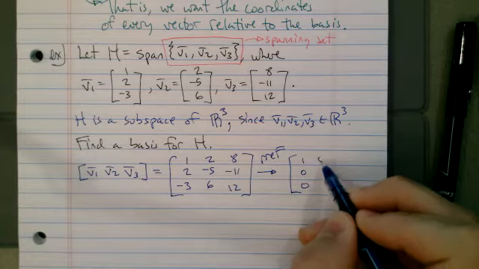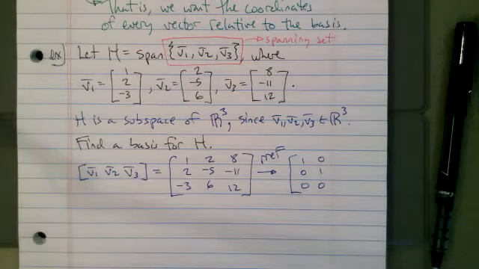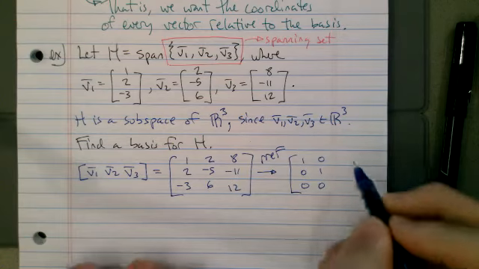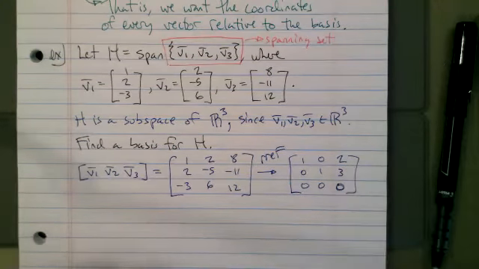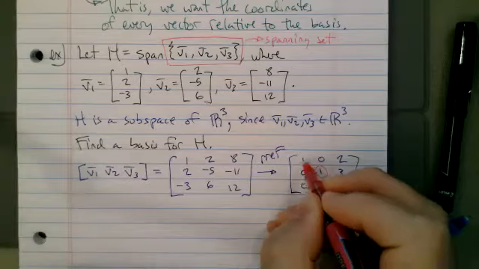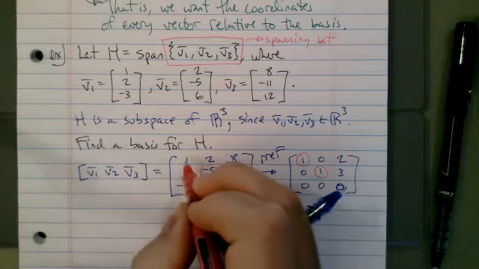I can see this right away. And I'm going to find out what the third row looks like. Let's see. The third row, the third column is 2, 3, 0. So we can see that we're not going to get all of R3. There are only pivots in the first two columns.